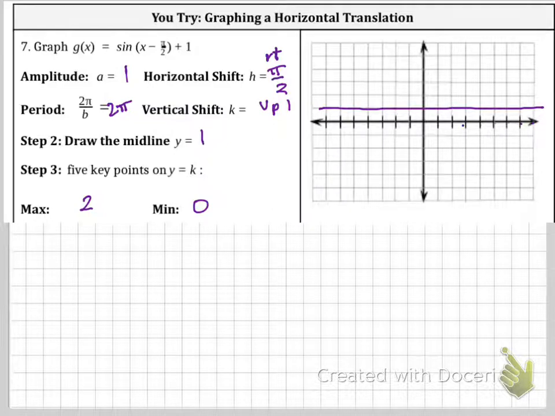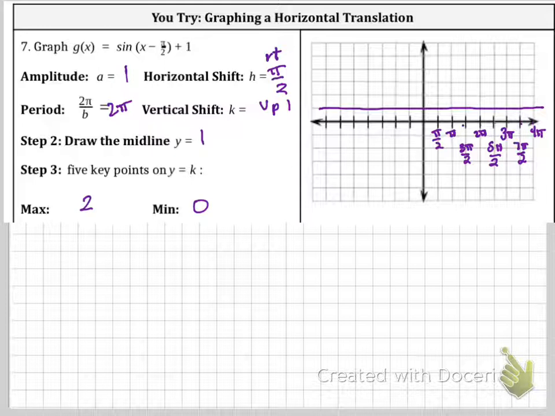So I know that first of all my period is 2 pi. Then this is pi over 2, 3 pi over 2. The next one will be 5 pi over 2. Then this will be 3 pi. The next one will be 7 pi over 2. And then this will be 4 pi here. We're shifting to the right, so I don't have to worry about the left side. It's sine, so it's going to start at the midline.